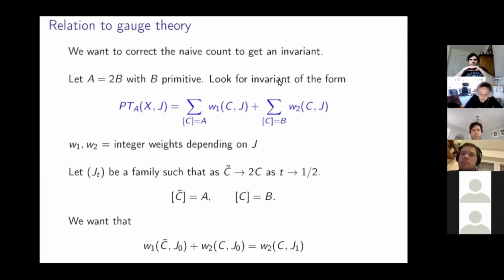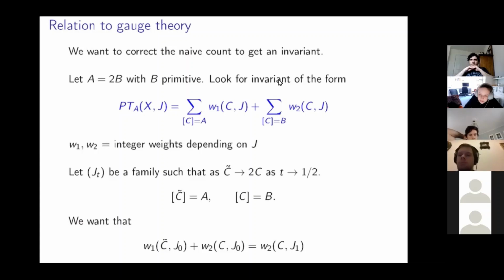So I said that this naive count of curves is not an invariant because it will depend on J, because as you vary J, some pseudo-holomorphic curves can collapse to multiple covers. So you can ask, can I do something similar to what Taubes did in dimension 4 and equip these curves with weights in such a way that when J varies, the jump in weights compensates the jump in the number of curves, and correct this non-invariant to get an invariant.